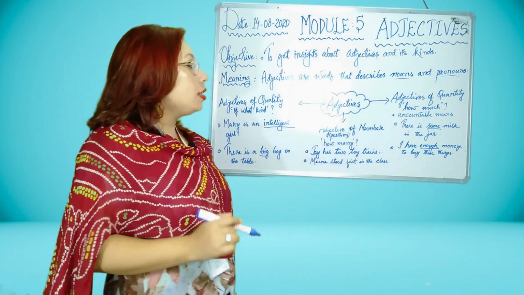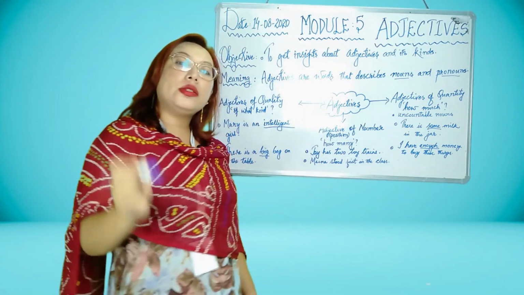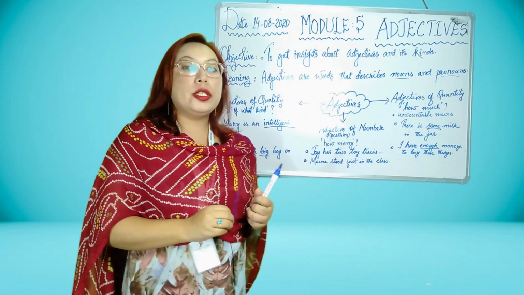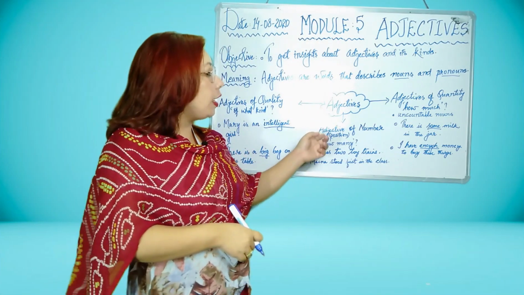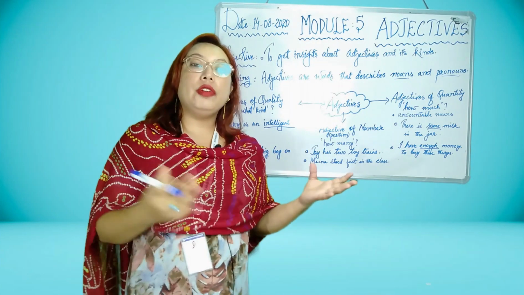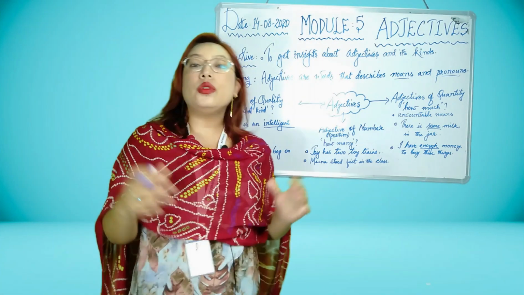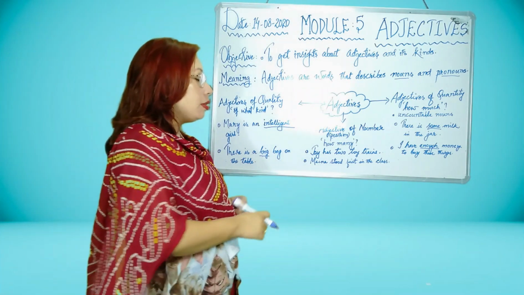Let us see the last one. Adjective of number. This is very simple. Number, as you all know, means what? A specified numerical digit, right? This kind of adjective tells us how many, which is directly countable. This is especially with regard to countable nouns. Let us see some of the examples.